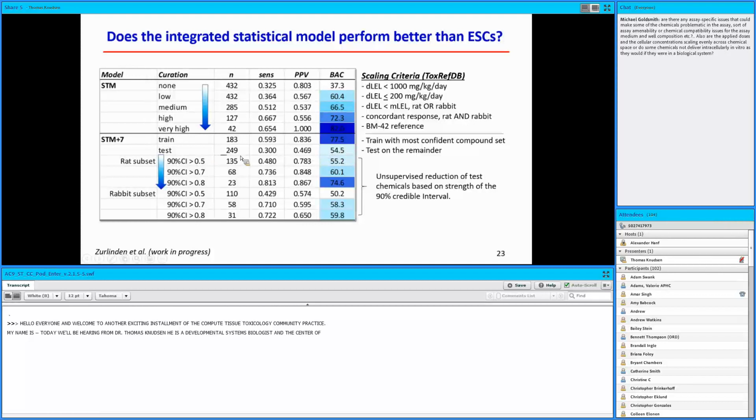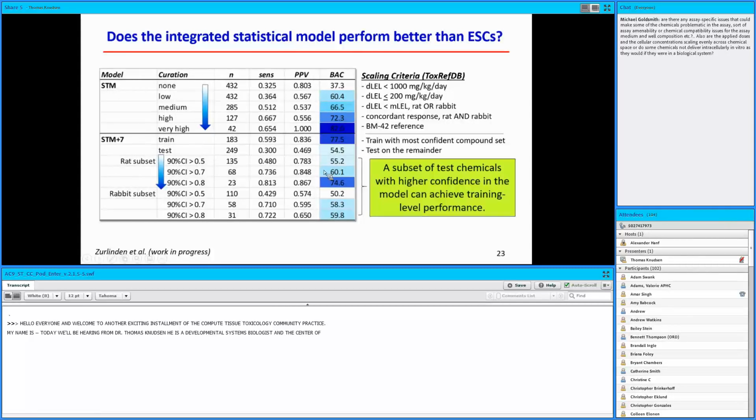coin toss. But what we noticed was that if we start digging deeper into that test set, about half of those chemicals we could actually do a better job predicting, and particularly in rat, when we get down to a third of them or even a tenth of them, we can essentially reach with a subset of compounds the level of confidence that we can get in the training model. But again, that's only a subset of the compounds. We don't know why these are performing better than some of the others. It could be maternal tox, it could be a number of features. We're looking more into these types of things.